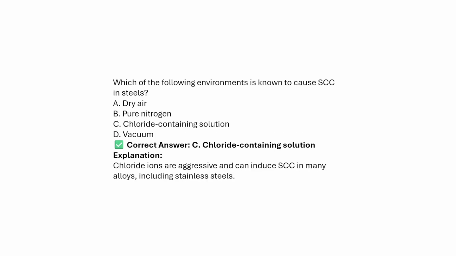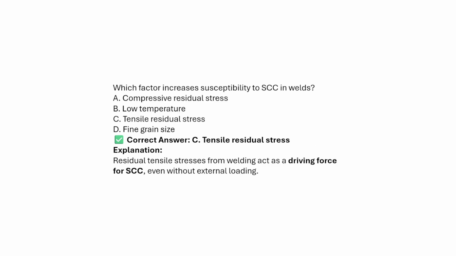Okay. Next, which of the following environments are known to cause stress corrosion cracking in steels? It is asking what kind of corrosion medium. Dry air is not much of a corrosion medium. Pure nitrogen is also not a corrosion medium. Chloride containing solution, yes, because it is a very corrosive environment. Vacuum. So the answer will be C. Chloride ions are aggressive and can induce stress corrosion cracking in many alloys, including stainless steels.